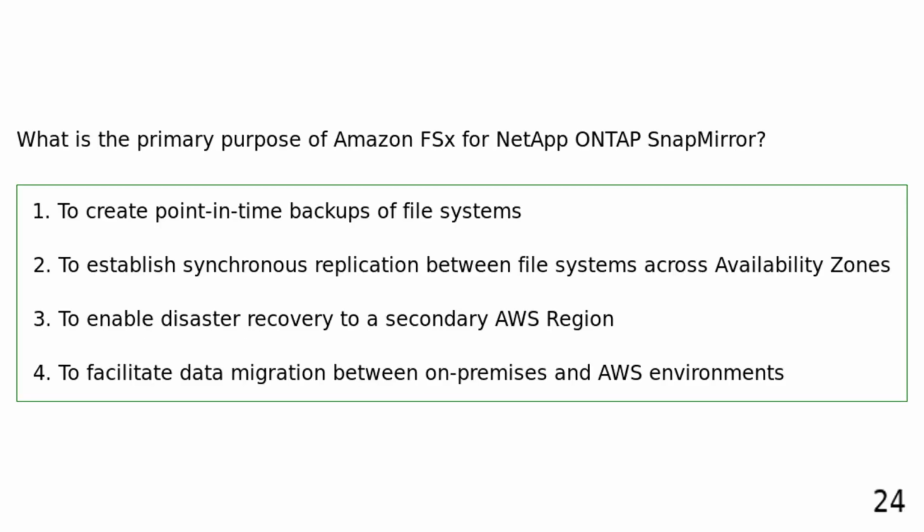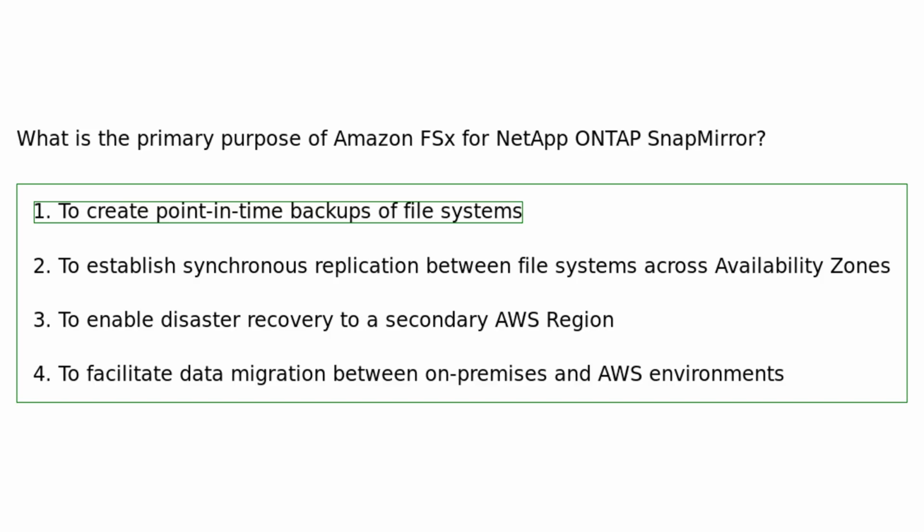What is the primary purpose of Amazon FSx for NetApp ONTAP SnapMirror? To create point-in-time backups of file systems. To establish synchronous replication between file systems across availability zones. To enable disaster recovery to a secondary AWS region. To facilitate data migration between on-premises and AWS environments. Amazon FSx for NetApp ONTAP SnapMirror is a replication tool used for establishing synchronous replication between file systems within the same availability zone or across availability zones for disaster recovery purposes.